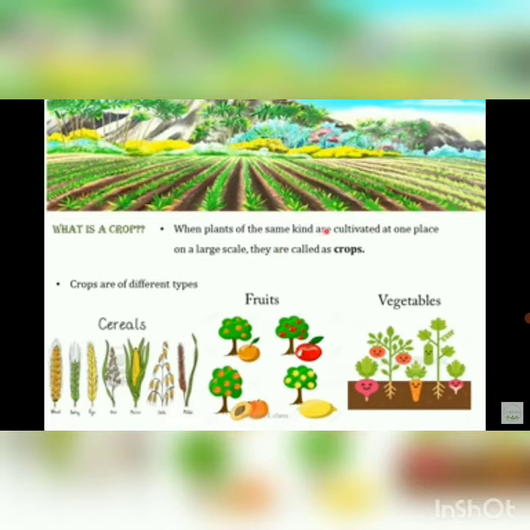What is a crop? Not only rice and wheat are called crops. When fruits are cultivated on a large scale, we call them fruit crops, and also vegetable crops when vegetables are grown on a large scale. So, what is a crop? When plants of the same kind are cultivated at one place on a large scale, they are called what? Crops.